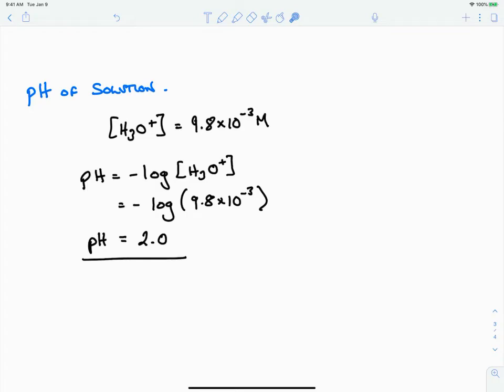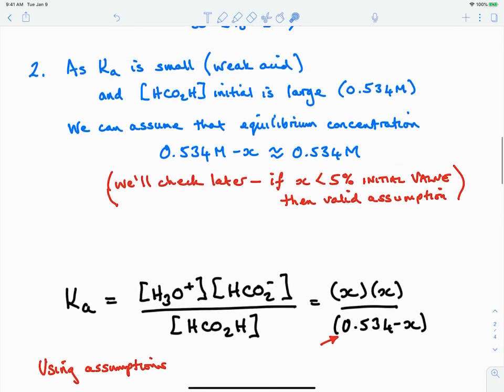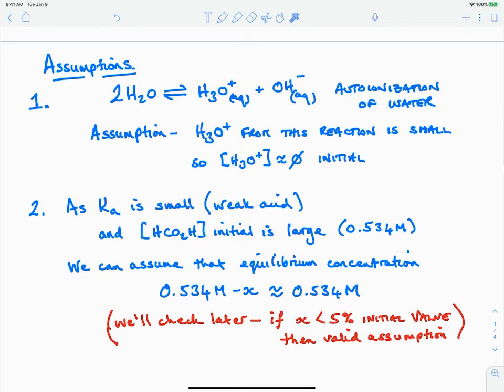And it's important to realize that there are these 2 assumptions that we make. The first assumption being the autoionization of water produces a very small amount of hydronium ion at the beginning, and we can say this is approximately equal to 0. The second one is if Ka is small, and it's a weak acid, this is the case. We can say that this initial value, which is large, we can assume that the equilibrium concentration of the acid itself will be equivalent to that at the initial value. And so these are two important assumptions to make when we talk about weak acids.